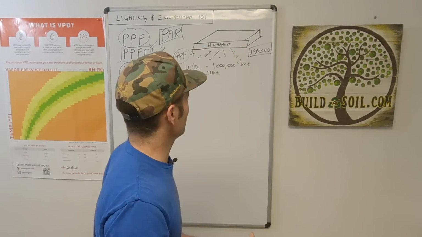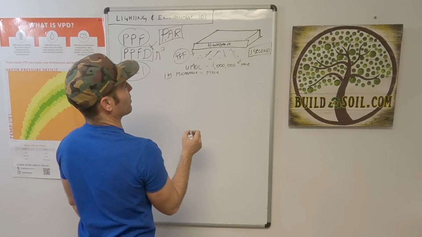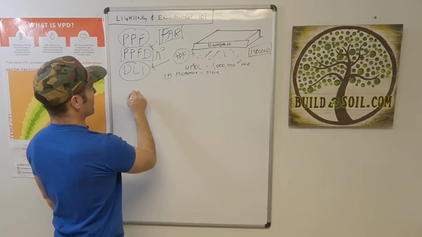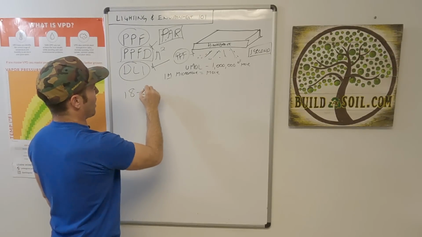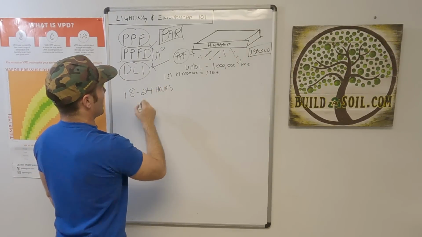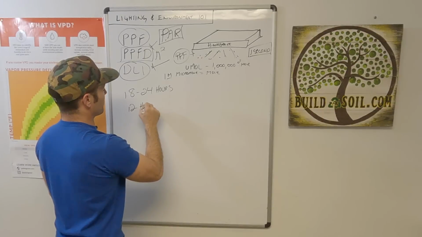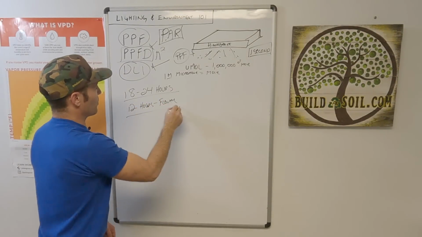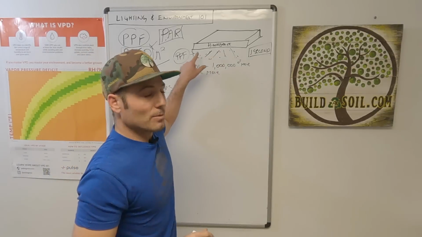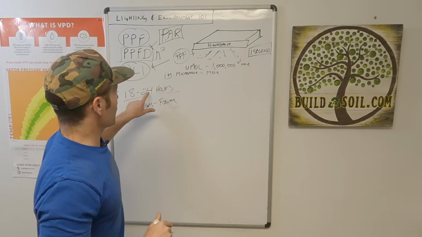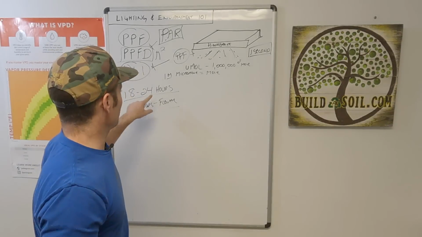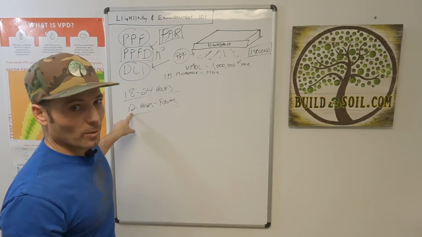And that's important because when you're reading this PPF number and you convert over to DLI, most of us are growing 18 to 24 hours in veg and 12 hours in flower. And so the same PPF or PPFD for 24 hours is twice as much light that the plant is getting as if you only did it for 12 hours.